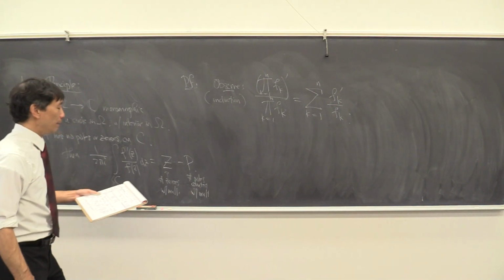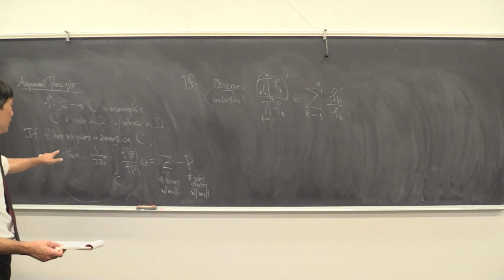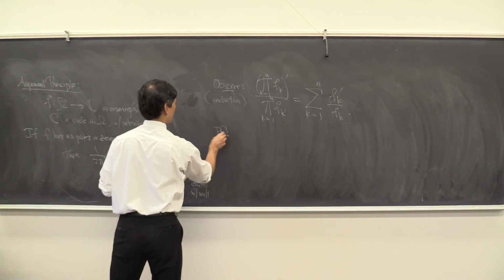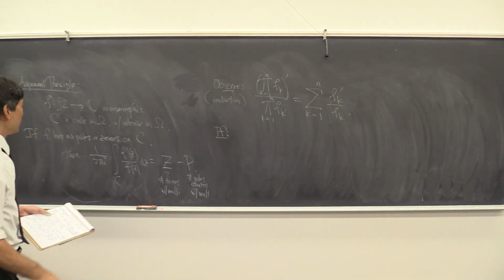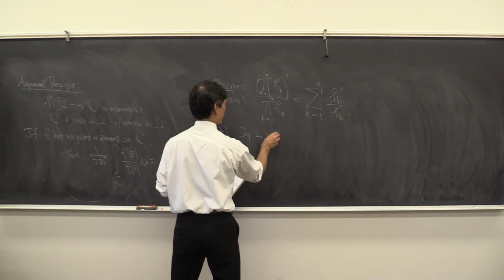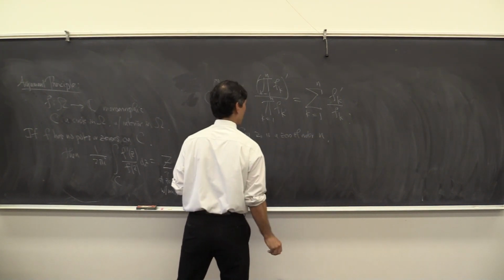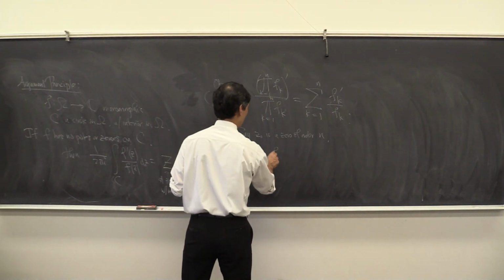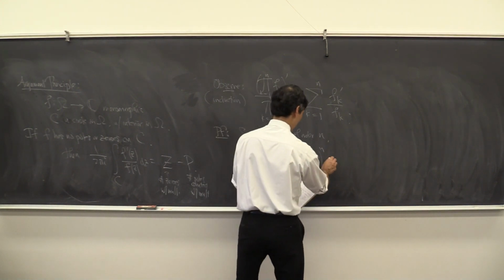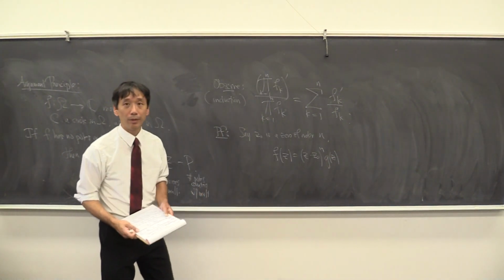Okay. So now let's get to the proof. Suppose we have a zero. Say that z naught is a zero of order n. In that case, you know that f of z looks like z minus z naught to the n times some function g of z nearby.